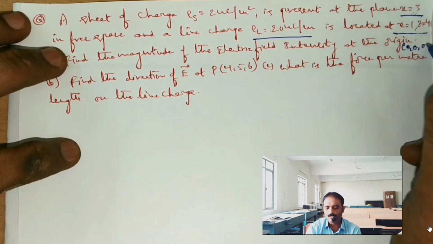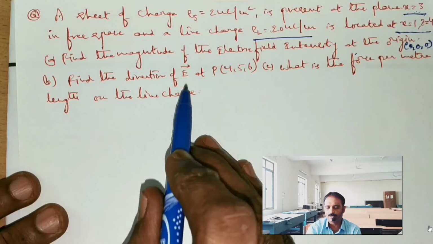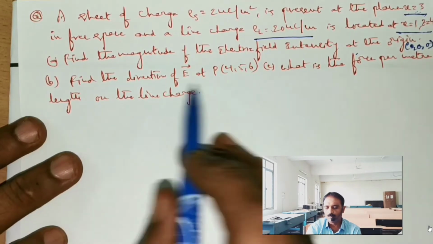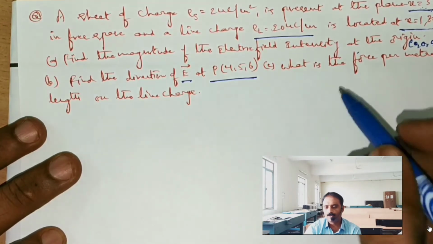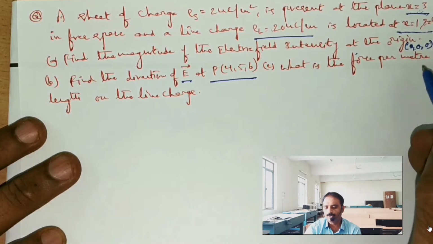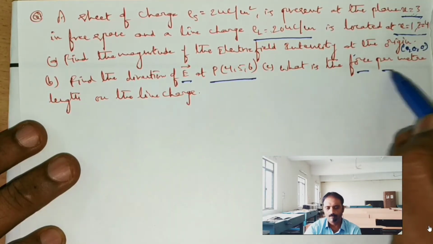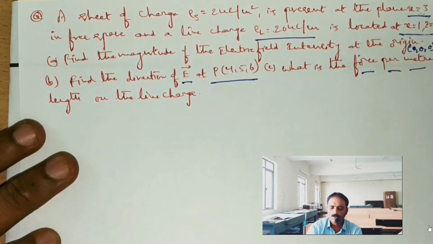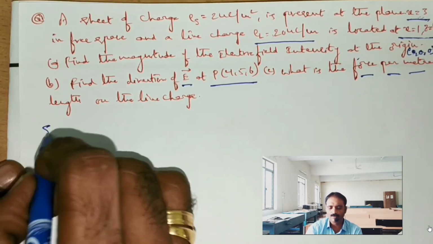The second one is to find the direction of electric field intensity at 4, 5, 6. This is the point we are given in the space. And the last one is to find the force per meter length on the line charge. So let us find the solution for these three cases.